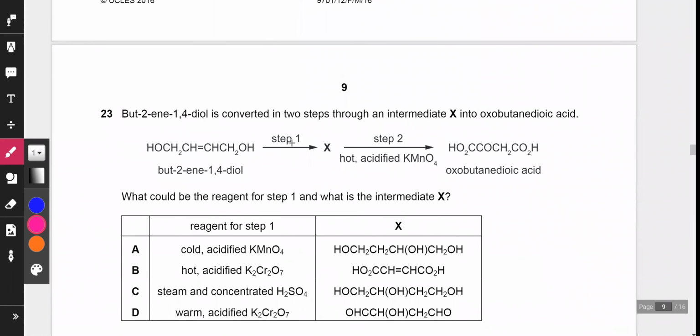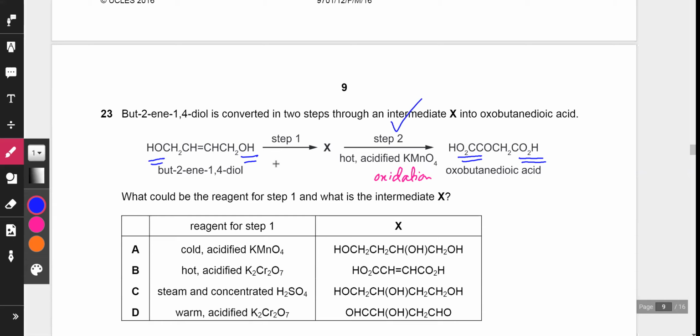Now the next one is you're given a molecule of butene-1,4-diol, which is this one, and you're forming this molecule over here. So what could be the reagent for step one? Now step one is oxidation happening. So the alcohol part is not an issue. You have alcohols over here, primary alcohols. They're going to change into carboxylic acid. So that's probably going to happen in this step.